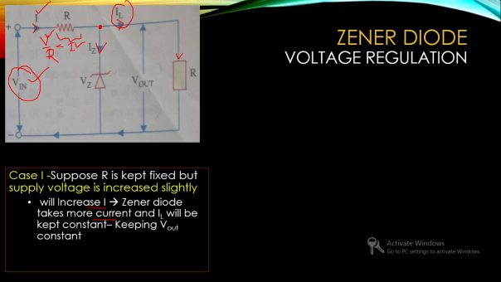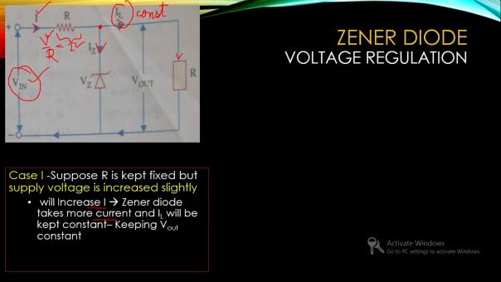Whatever be the initial current, IL will always be kept constant, and the difference of I and IZ will be flowing through, the more current will be flowing through the Zener diode. So IL is kept constant, and hence we can ensure a constant current or constant output voltage across the load resistance.